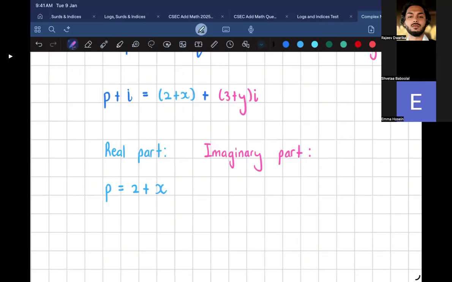Three, 1 is equal to 3 plus y? Yes, yes. Let me show you something, right? So Emma, isn't this one i? Imaginary one. Right. So we're going to say 1 is equal to 3 plus y.